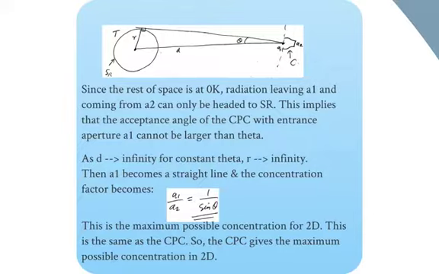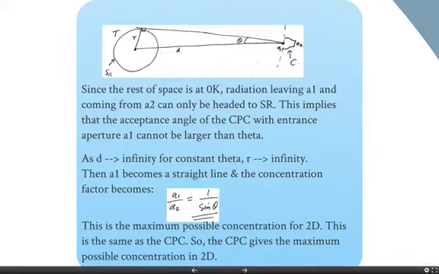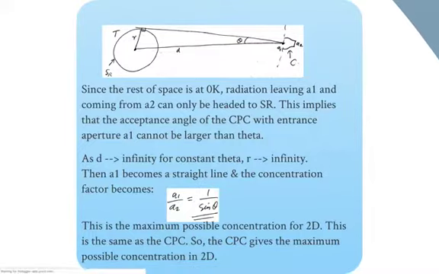Again, this is the maximum possible concentration for 2 dimensions. This is the same as the CPC, so the CPC gives the maximum possible concentration in 2D. Okay, so this is an important equation, and you should have some intuitive understanding of what that means.